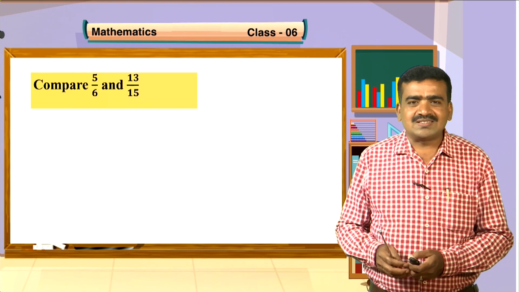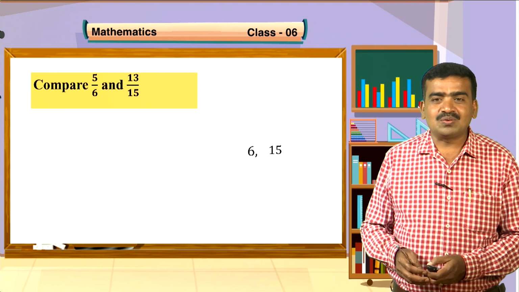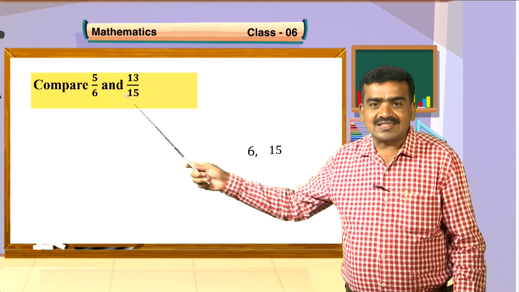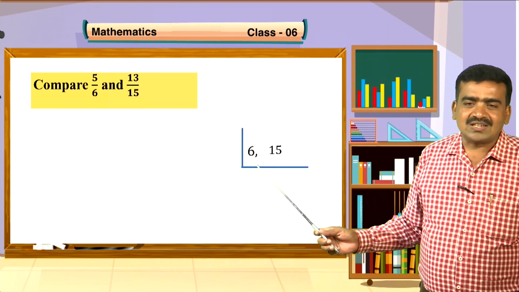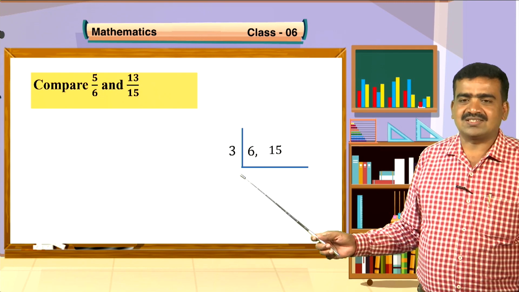Compare 5 by 6 and 13 by 15. So, here what we have to do? We have to find the LCM for the denominators 6 and 15. For 6 and 15, the method of finding LCM is easier, just recall.